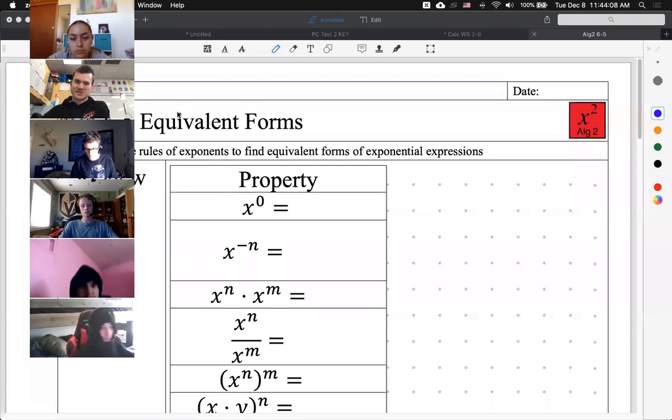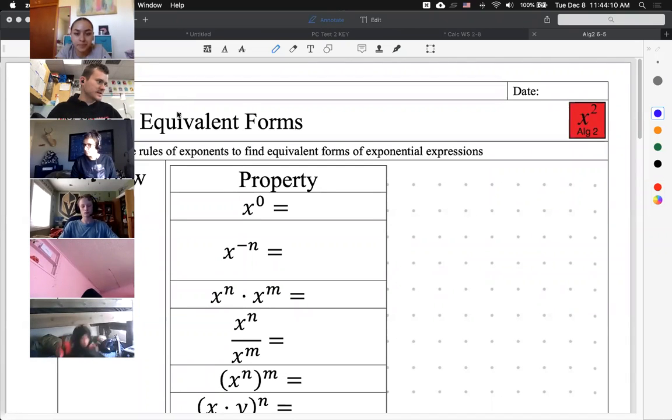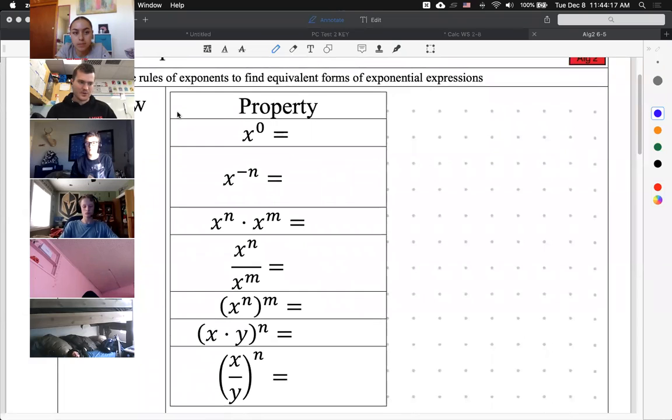All right, this is Algebra 2, Lesson 6-5, Equivalent Forms. It's like yesterday's Lesson 6-4, but slightly easier. Again, let's review these forms.